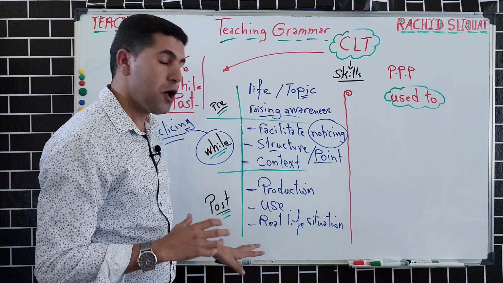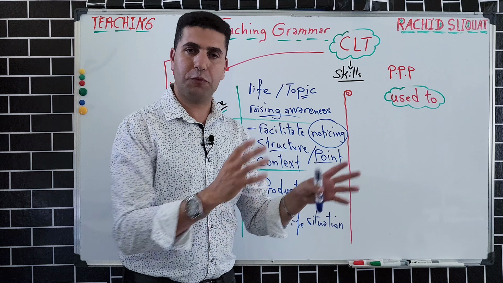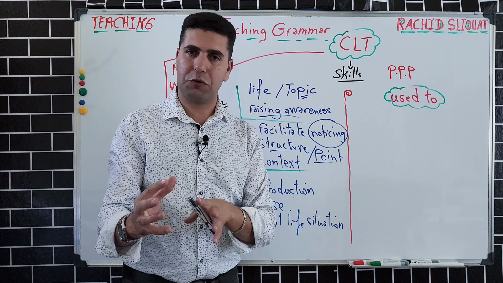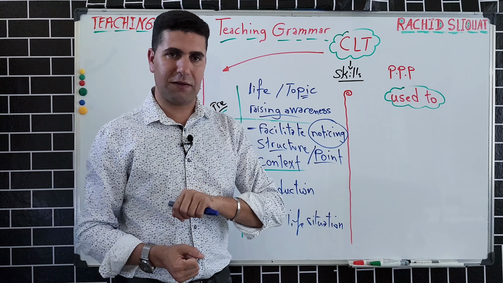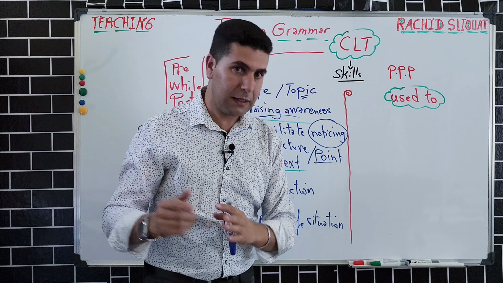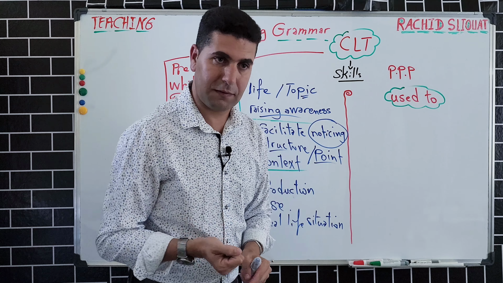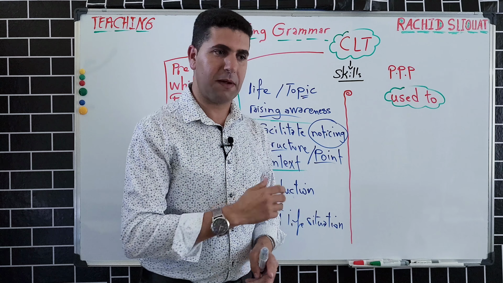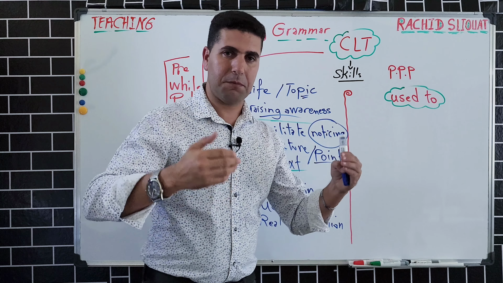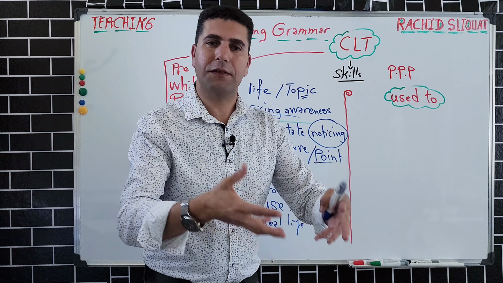And in the post, you can put students, for example, in pairs or in groups and have them discuss how they changed, for example, from childhood to adulthood, or you can give them a writing task, for example, to write a paragraph about how they changed from when they were children to the present.